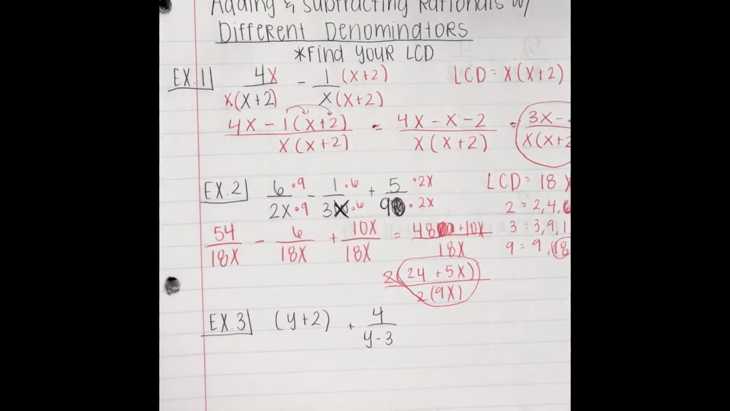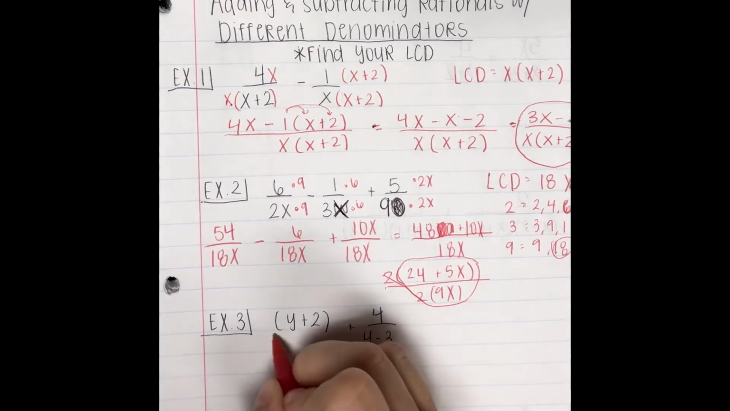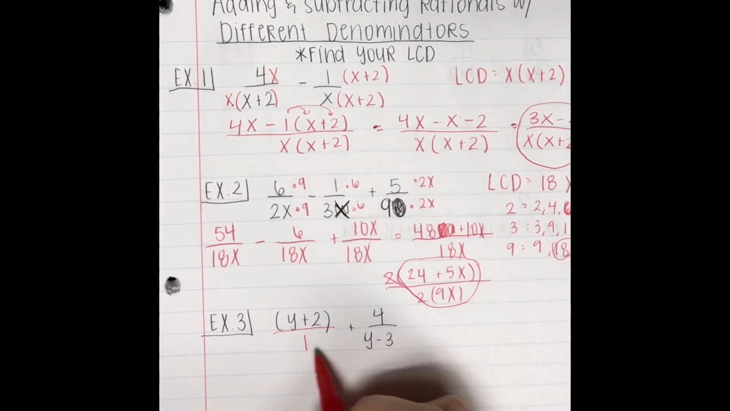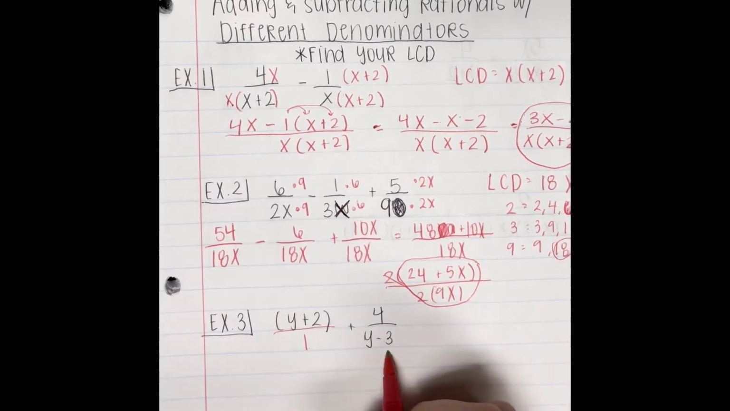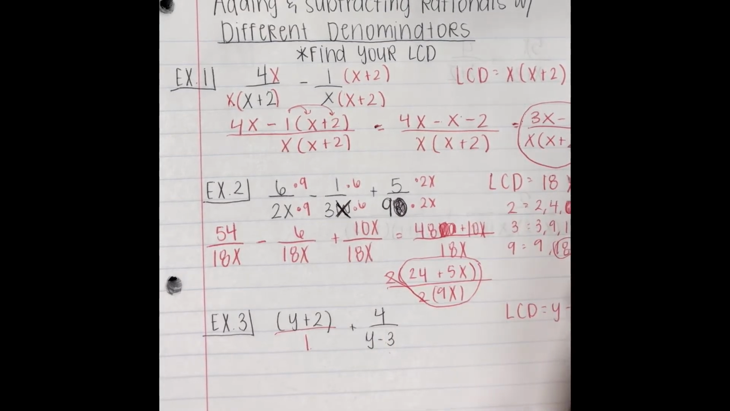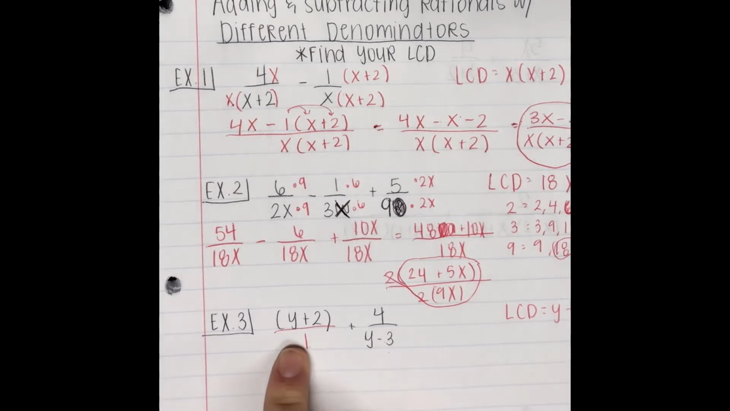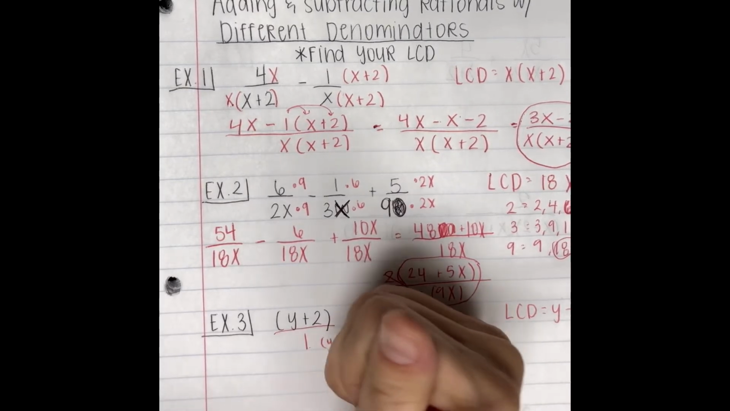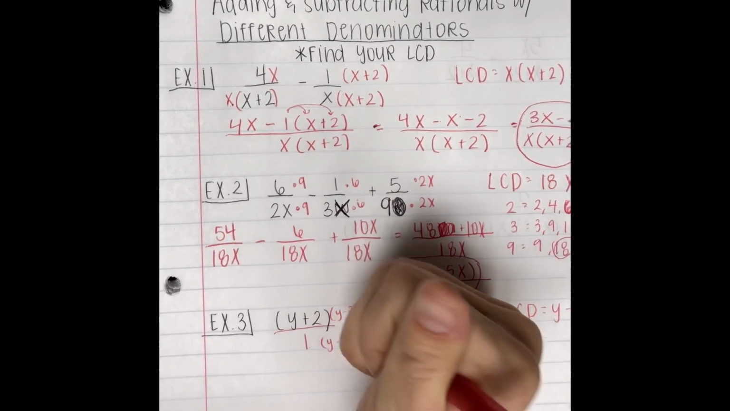All right, number 3. If I just have y plus 2, that's really y plus 2 over 1, okay? So in order to make these denominators be the same, I can just multiply 1 by y minus 3. That's going to be my LCD because I can actually multiply this by something to make it look like this. So we're going to multiply the top and the bottom by a y minus 3. Okay?